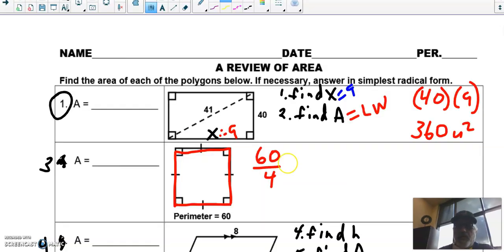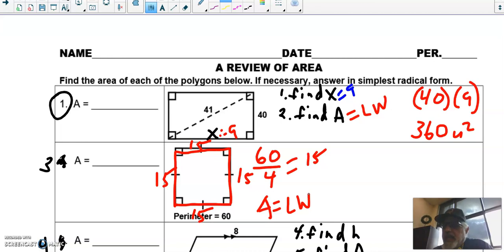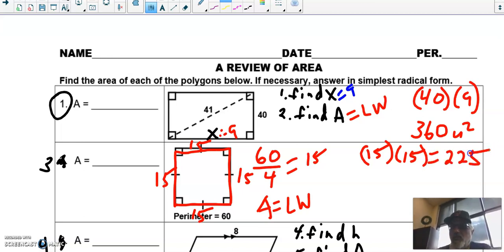So I'll come over here. I know that's 15. That means that the sides are all 15. And then remember to find area, area is equal to the length times the width. Base times height is also the other one. So base times height, and they happen to be both the same number. So 15 times 15 will be 225. So I get 225 units squared.